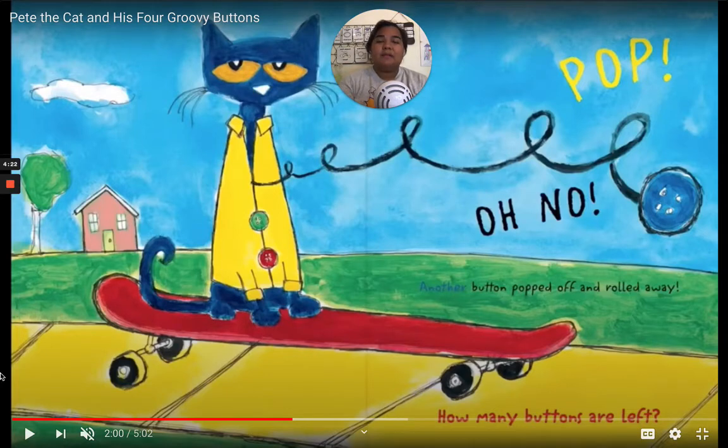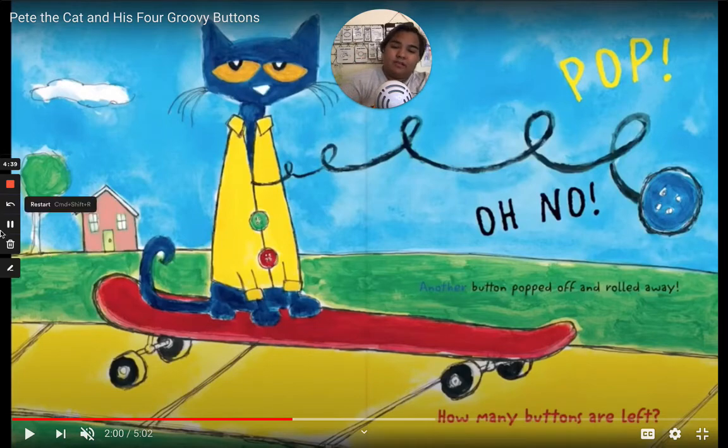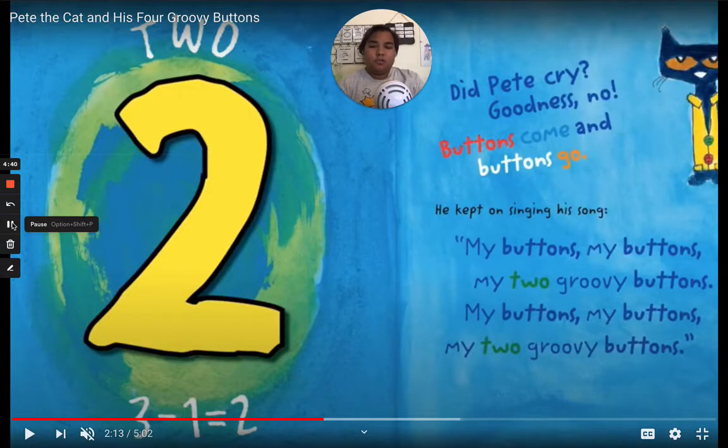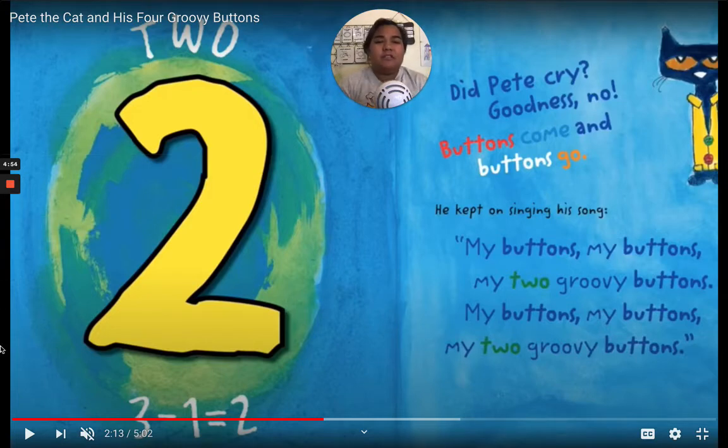How many buttons are left? So he started off with 4, one of them rode away, and now another one's rolling away. So how many do we have left? 1, 2. 2 buttons are left now. Oh my goodness. 2, because 3 minus 1 equals 2. Did Pete cry? Goodness, no. Buttons come and buttons go. He kept on singing his song.